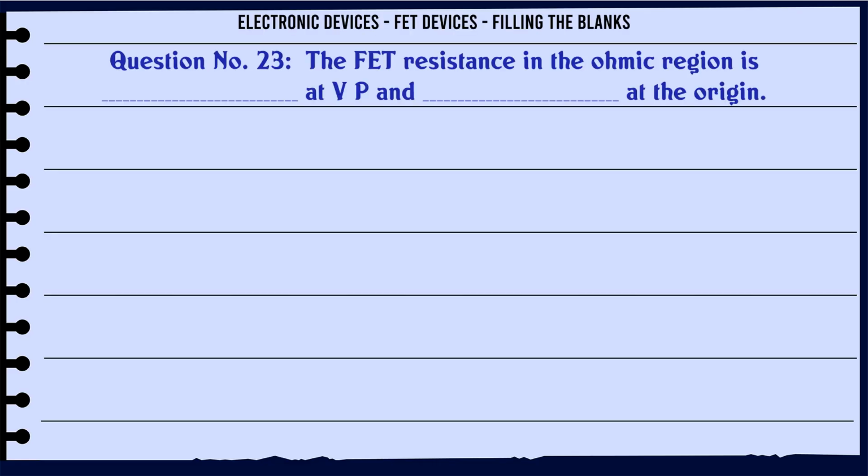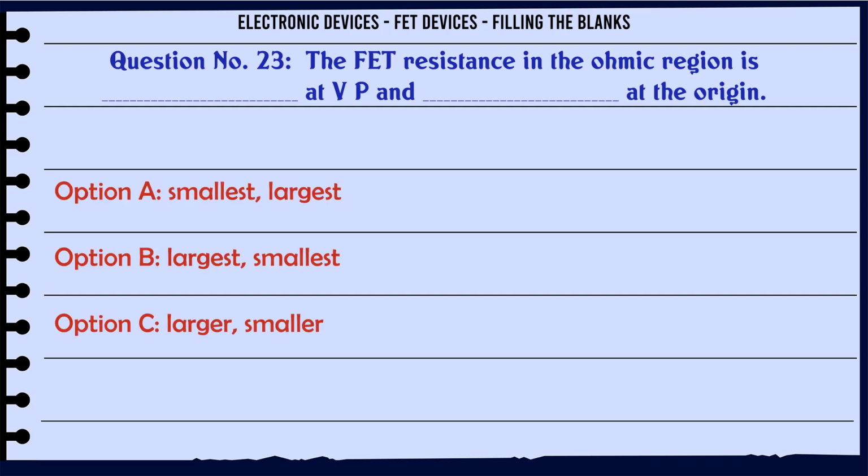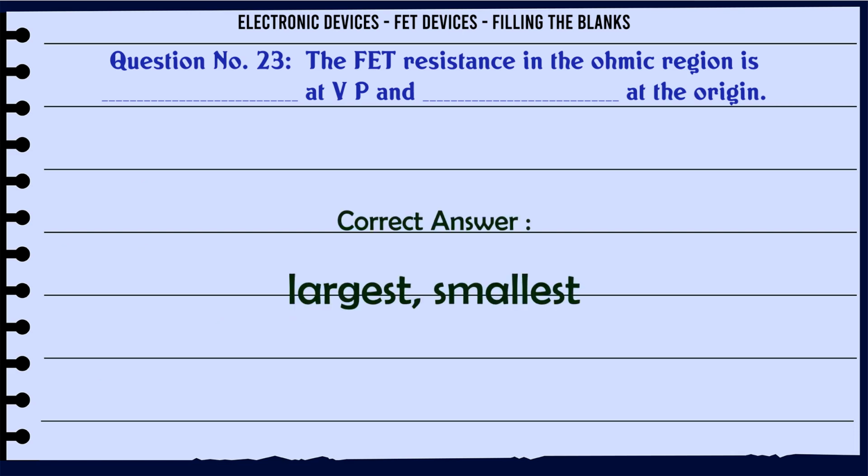The FET resistance in the ohmic region is at Vp and at the origin. A. Smallest, largest, B. Largest, smallest, C. Larger, smaller, D. Smaller, larger. The correct answer is largest, smallest.